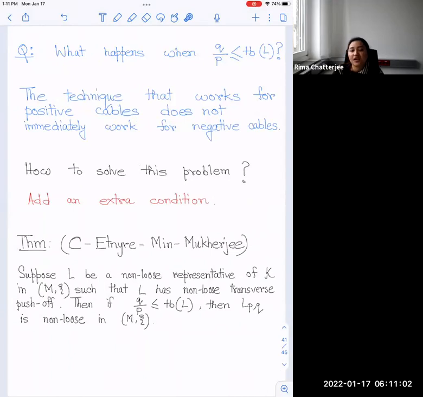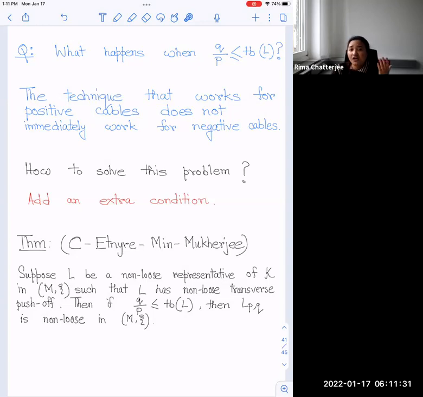With that extra condition, our second theorem is that if we have a non-loose representative of a knot which has a non-loose transverse pushoff, and this condition is very, very important for our proof, then for cabling slope less than or equal to the Thurston-Bennequin number of the knot, the cable is also non-loose in the same contact structure.